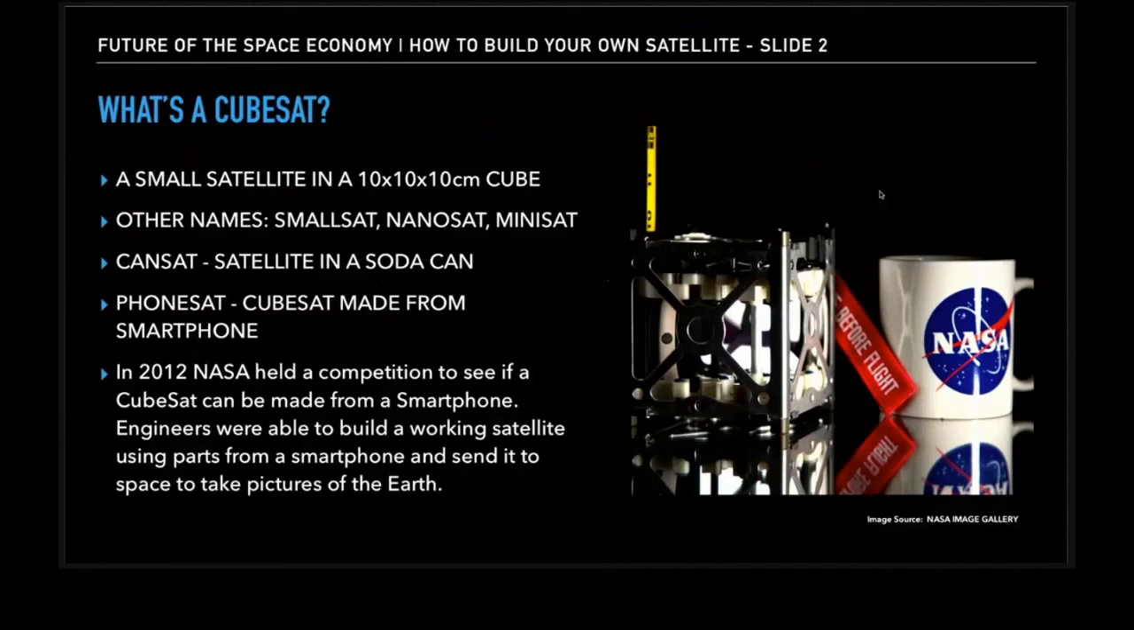And now, what goes inside a CubeSat? Well, it's actually very similar to what goes inside a smartphone. In fact, a few years ago, NASA held a competition to see if someone could make a CubeSat from a smartphone. And some engineers were able to use parts from a Samsung Nexus phone, put it into a CubeSat frame, like the one in this picture, and send it up to space to take pictures.